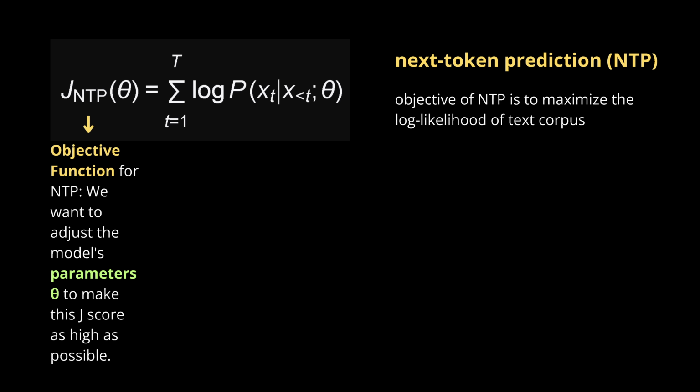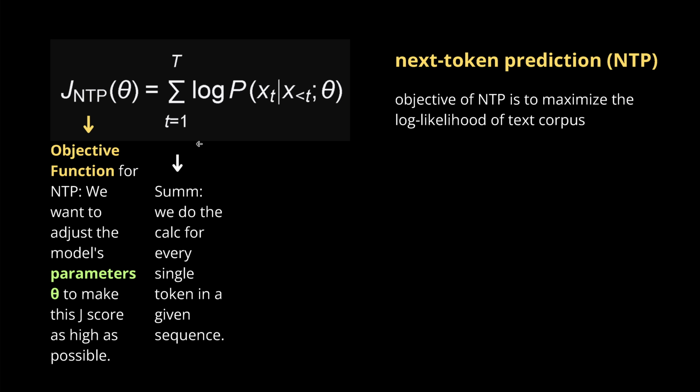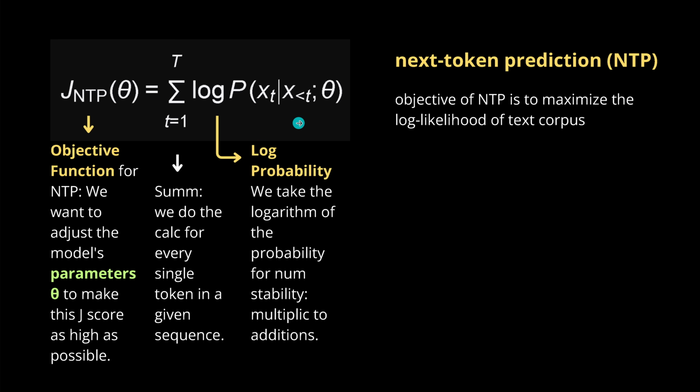Now, if you're not familiar with this notation, never mind, I'm going to explain it. Very simple. J is our objective function for NTP, so we just want to adjust the model parameter theta, for example, our 671 billion trainable parameters, to make this J score as high as possible. It's an optimization problem. Then, of course, we have the summation, so we do the calculation for every single token in a given sequence, and we have a log probability. We take the log of the probability simply for numerical stability.